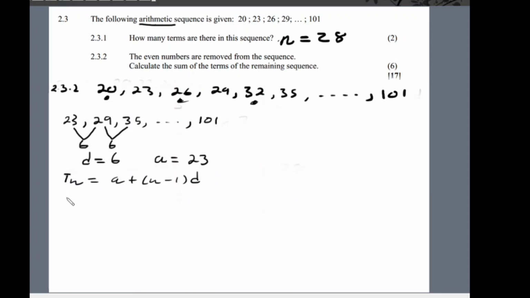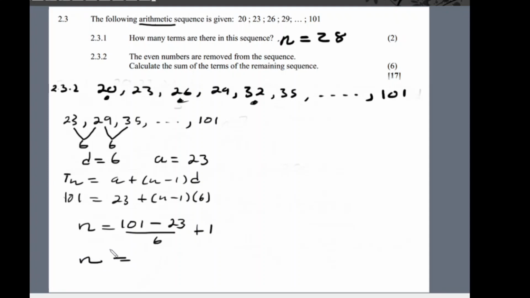Because we want the number of terms, where we see Tn, we'll just substitute 101. The first term is 23, and the common difference is 6. Solving for n, we'll find that n is equal to (101 minus 23) divided by 6, plus 1, so n will be equal to 14. Punch this into your calculator, and n is equal to 14. So 14 terms are remaining in the sequence after removing all the even numbers.